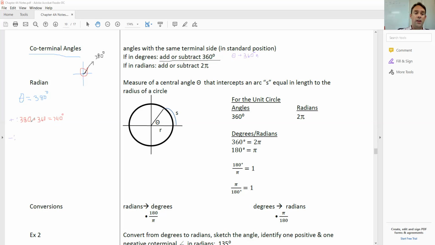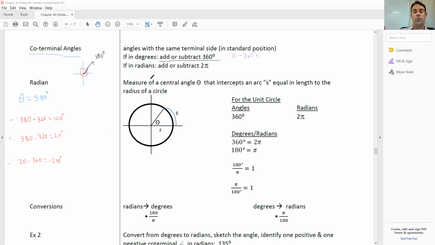If I want a negative one, then I'm going to subtract. So 380 minus 360 would be 20 degrees. Now hang on a second. A negative coterminal angle has to be negative. So this is not a negative coterminal angle. This is another positive coterminal angle. If I want a negative coterminal angle, I'm going to have to keep subtracting until I get a negative value. So let's take that 20 and subtract 360 again. Again, it's 360 because I'm just spinning it around the circle. And I end up with negative 240 degrees. Now that would be a negative coterminal angle.